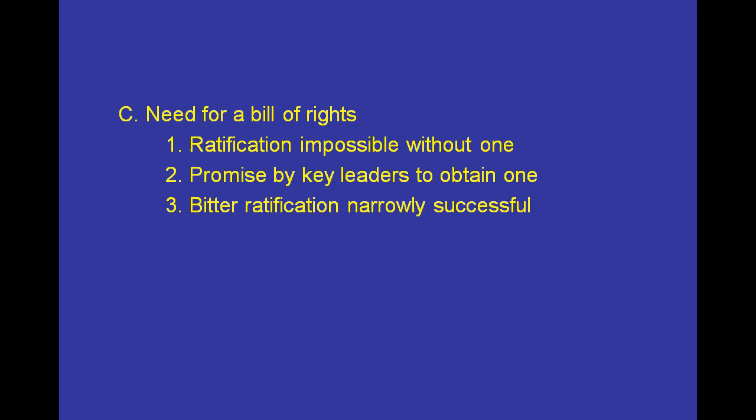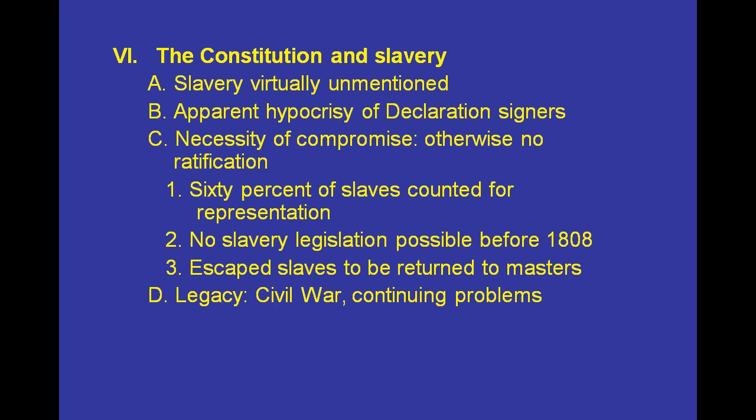Of course, the big problem with the Constitution is that it was written and the nation formed with slavery intact. It was impossible to argue and compromise about slavery. The southern states, the most valuable state, Virginia, would have walked away from the convention. They put in the three-fifths compromise, and slavery legislation could not be regulated until 1808. Escaped slaves had to be returned to their masters. But with slavery intact and the nation formed, eventually the argument was going to come to war, which of course happened in 1861.